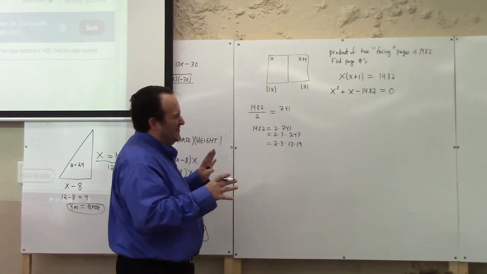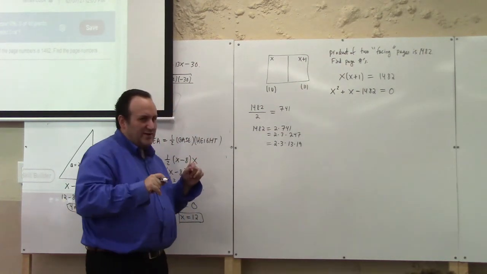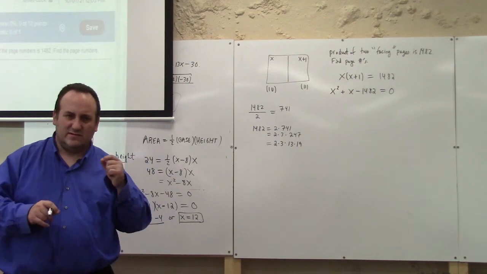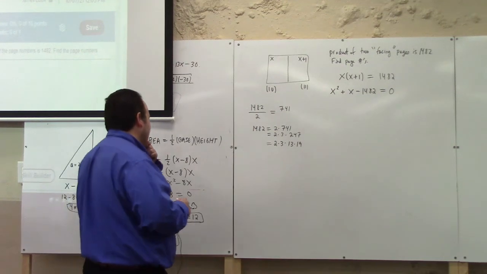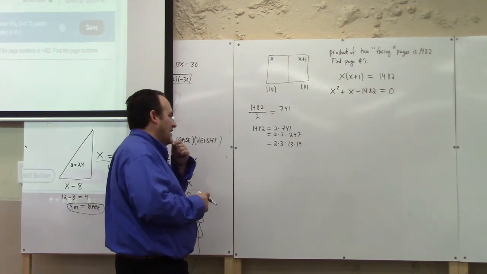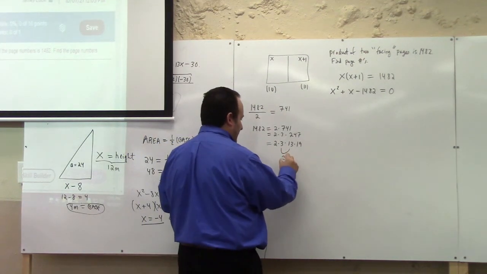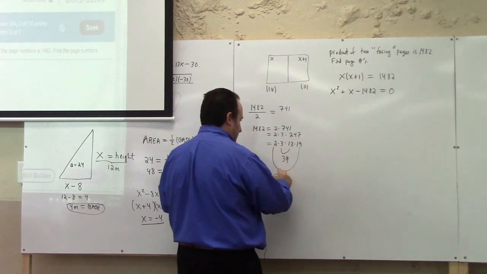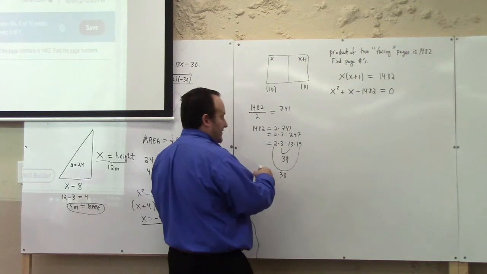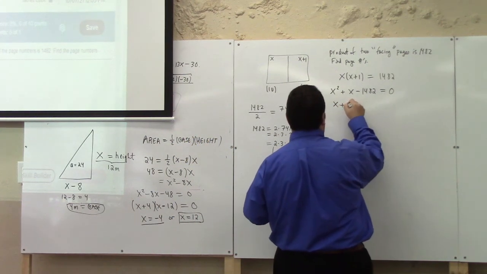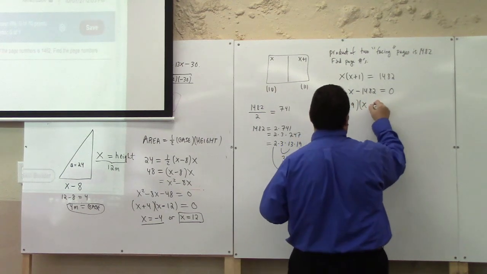We need 2 numbers where one is bigger than the other by 1, and the other one's just behind it, right? 3 times 13 is 39. See that? And 2 times 19 is 38. So it's going to be those 2. So we should do x plus 39 times x minus 38.